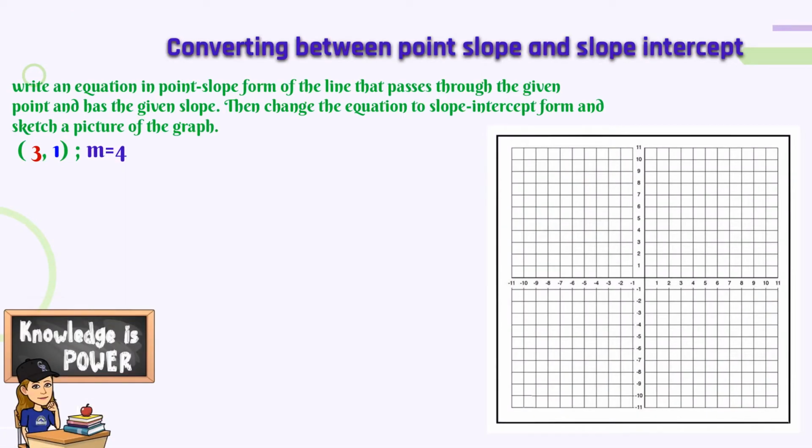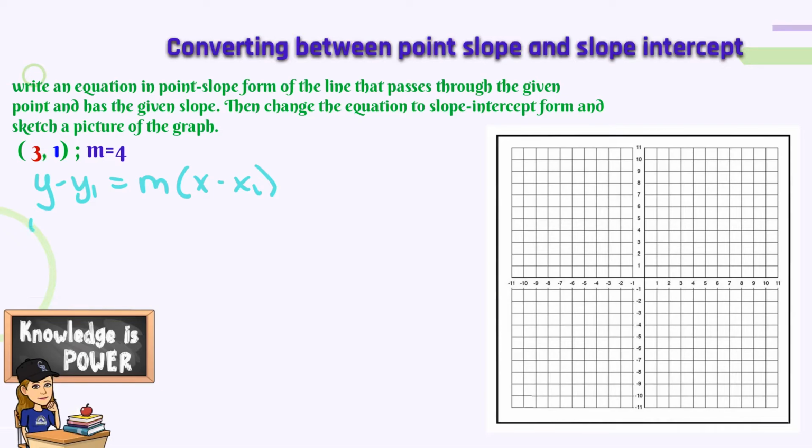So converting between point-slope and slope-intercept form. So here's an example. It says, write an equation in point-slope form of the line that passes through the given point and has the given slope. Then change the equation to slope-intercept form and sketch a picture of the graph. So here we need to write, let's do y minus y1 is equal to m times x minus x1.